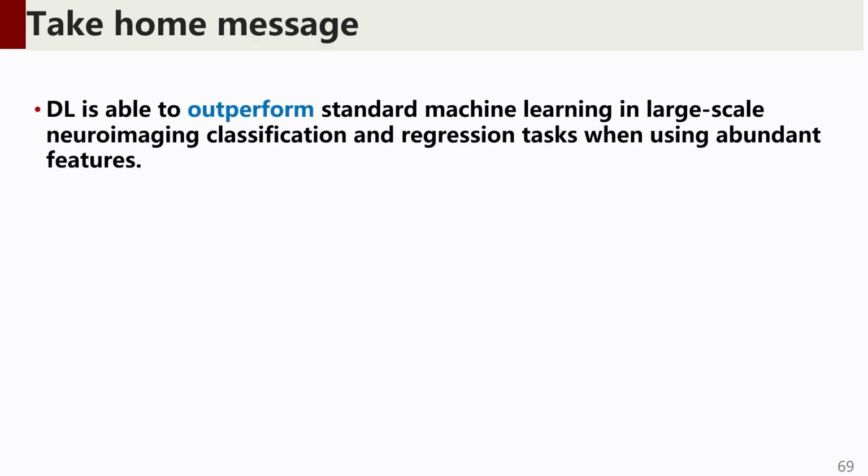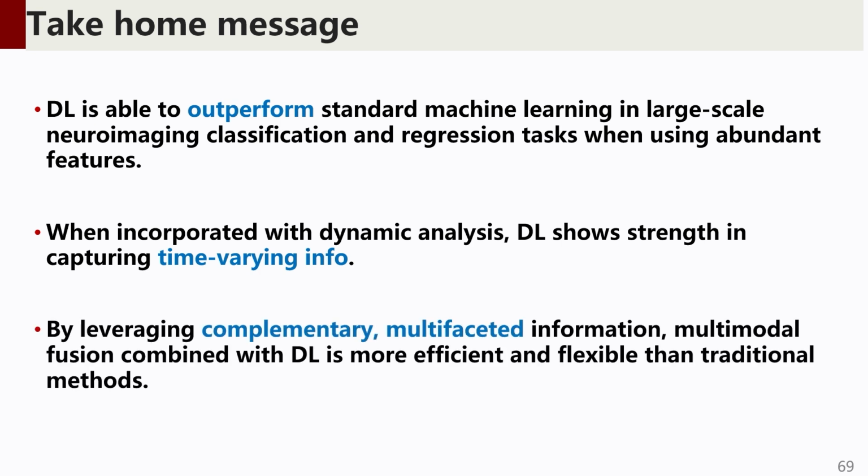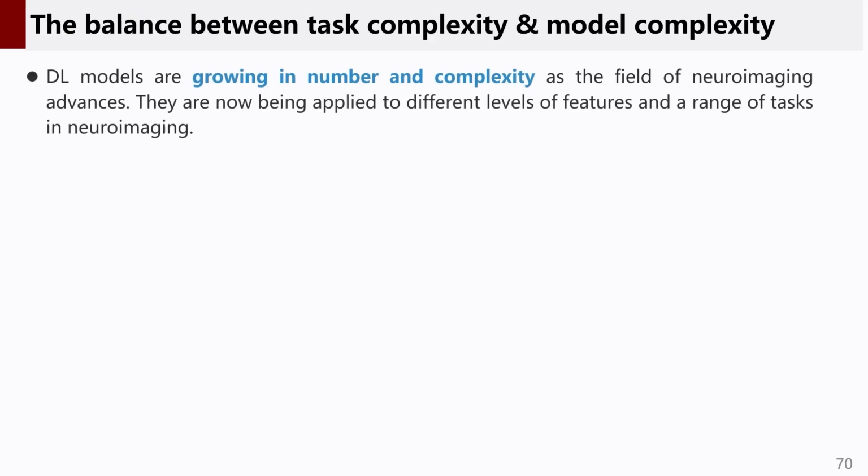And finally, the take-home message. We know that DL is able to outperform standard machine learning in large-scale neural classification and prediction. And when combined with dynamic analysis, DL shows strength in capturing time-varying information. And finally, by leveraging complementary and multifaceted information, deep learning is more efficient and flexible than the traditional methods if we have enough samples.